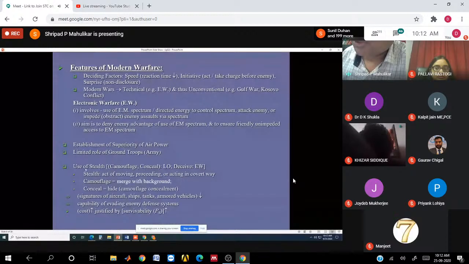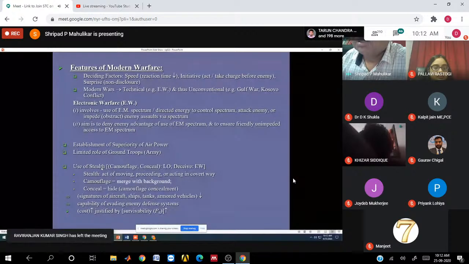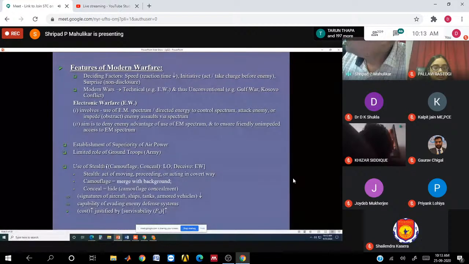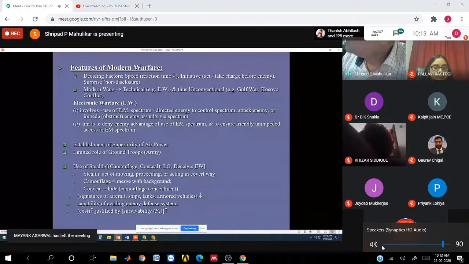And use of stealth is now an integral feature of modern warfare. So what is stealth? Because the idea is not to discuss too much jargon, the aim is actually to simplify. Almost everybody now knows what a stealth aircraft is, what a stealth ship or a stealth tank is. Everybody has read about it, even in newspapers. Even school children know what a stealth aircraft is.